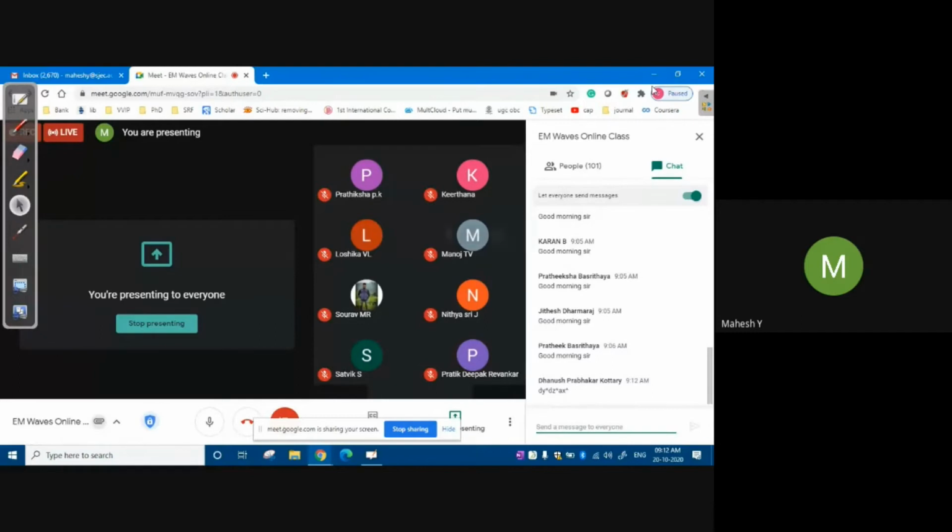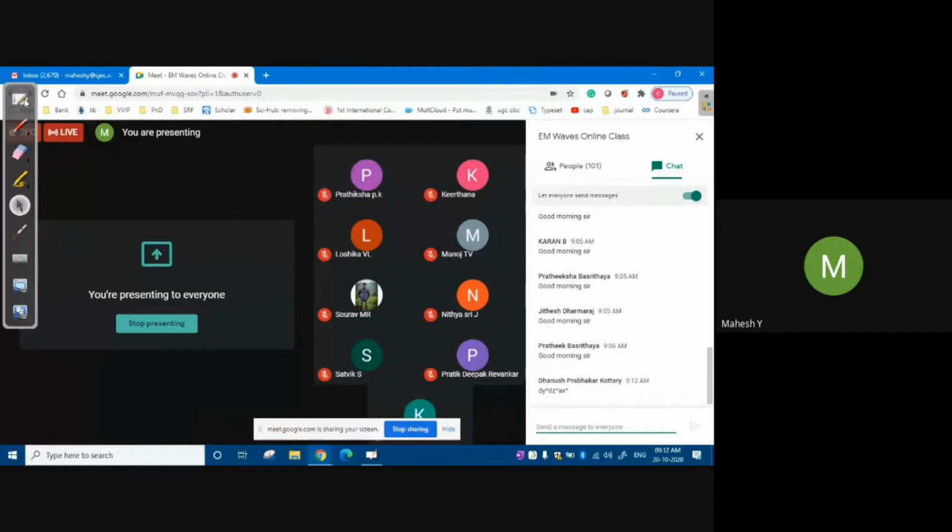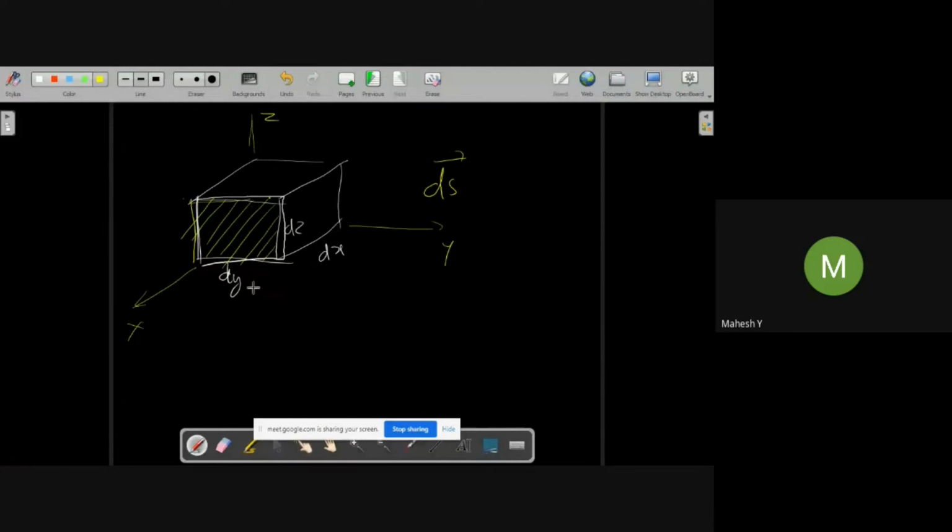Yes, Dhanush, very good, very good. dy dz ax cap, right? Because the dimensions are dy and dz, so dy into dz ax cap, because it is in the x direction.